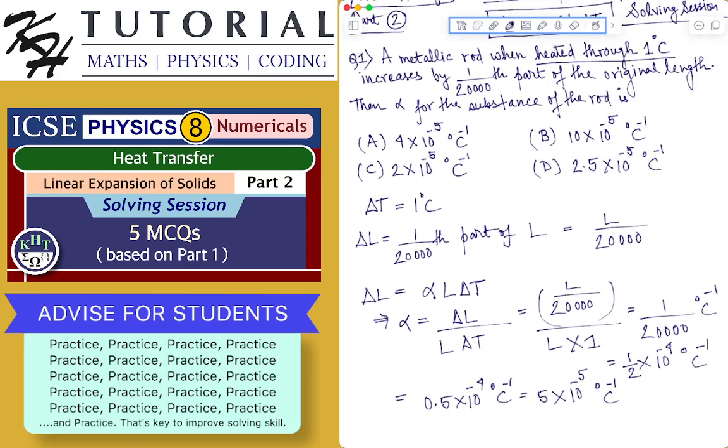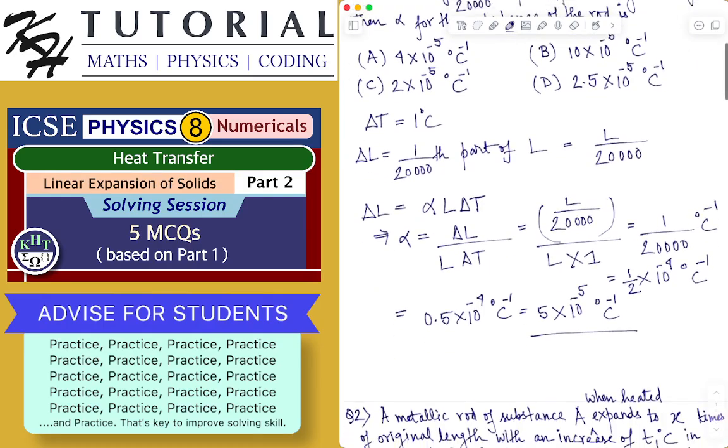Alpha is delta L divided by L multiplied by delta T. Delta L is given to be 1 by 20,000 part of the original length, so L by 20,000. Okay. L cancels out, delta T is 1 degree Celsius, so this becomes 1 by 20,000. This is correct. So 0.5, yes, this should be the coefficient of linear expansion of the substance of the rod. I made a mistake. I forgot to give the choice 5 multiplied by 10 to the power minus 5. Anyway, the coefficient of linear expansion is 5 multiplied by 10 to the power minus 5 per degree Celsius.